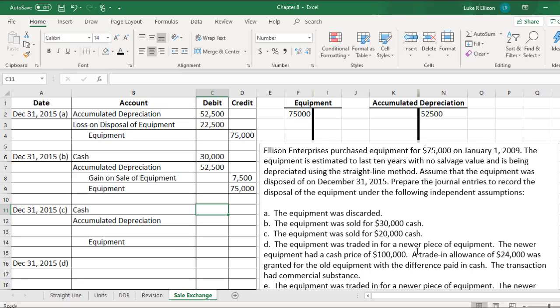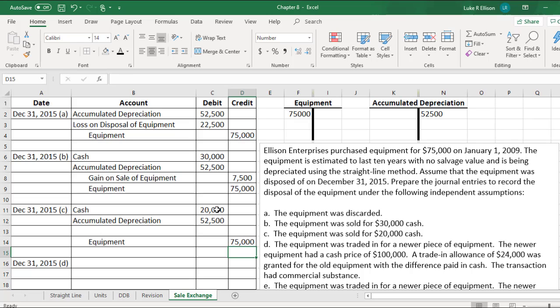The cash is a debit for $20,000 because that's how much we got. The accumulated depreciation is still a debit for $52,500. That's just to close out the account. And same idea with the equipment, closing out the $75,000 balance will be a $75,000 credit.